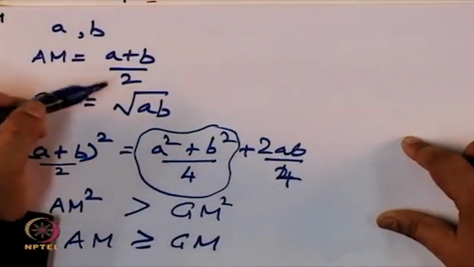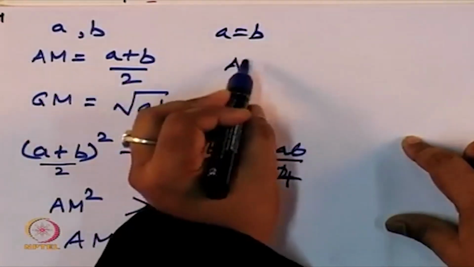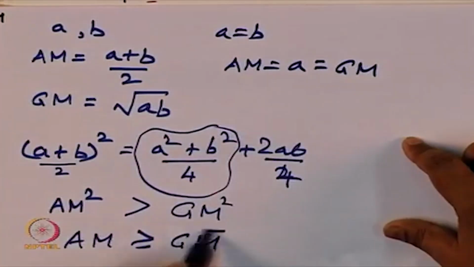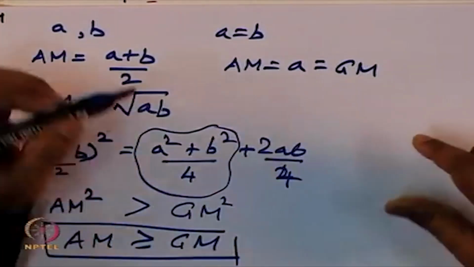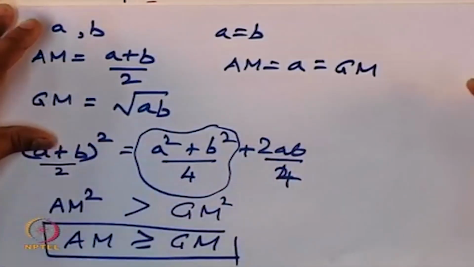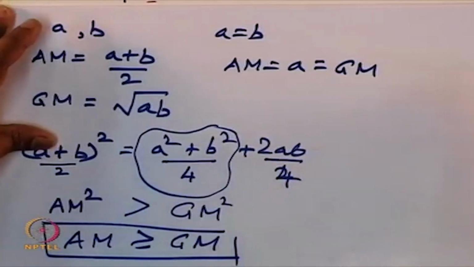So, as we can see, for the case A equal to B, arithmetic mean is equal to A and equal to geometric mean. So, I can have this particular inequality which says that arithmetic mean is always greater or equal to geometric mean. So, this is one of the reasons why geometric mean is much less sensitive to extreme values.